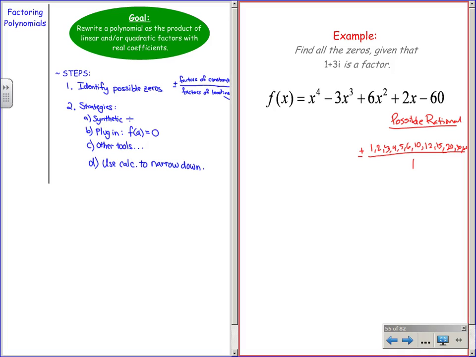Can we plug in 1? Yesterday, a lot of you guys wanted to do synthetic right away. Is that bad? No. But can we plug in 1? I think so. So if we plug in 1 real quick, just trying to find somebody, we have 1 minus 3 plus 6 plus 2 minus 6. I don't think that's 0. We could try -1, but do you see how these numbers aren't very big and all of a sudden he's huge? I don't think 1's going to cut it at all.